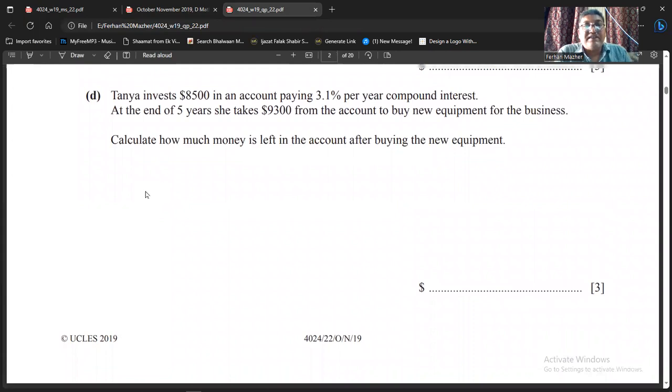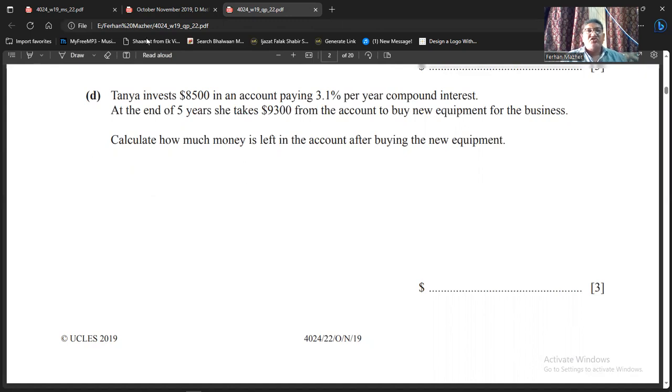He says Tanya invests $8,500 in an account paying 3.1% per year compound interest. At the end of 5 years, she takes $9,300 from the account to buy new equipment for the business. Calculate how much money is left in the account after buying the new equipment. So first of all, I will calculate the compounded amount, and after finding it, we will subtract this 9,300 from it, and then we'll see how much money is left.